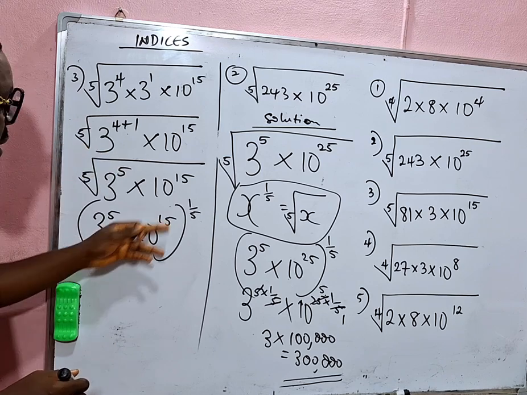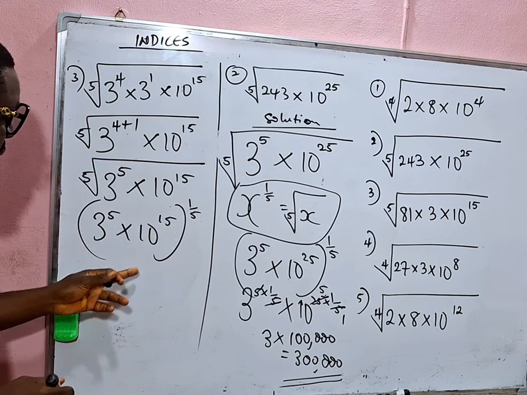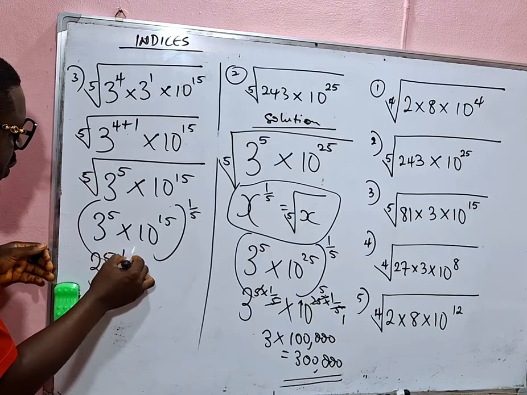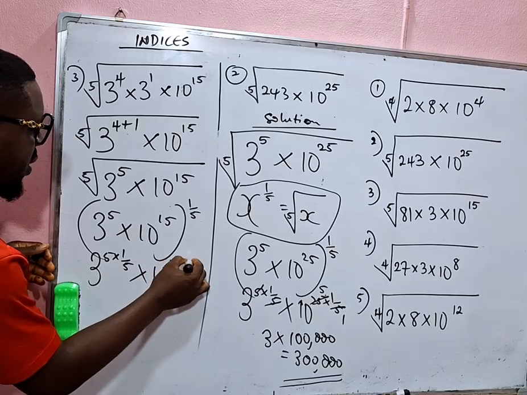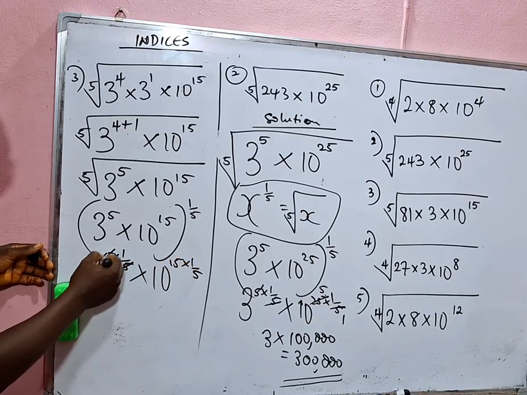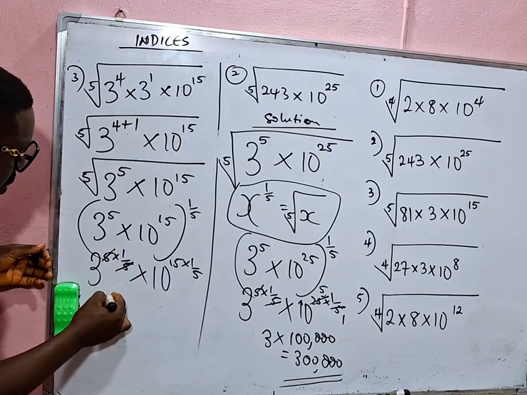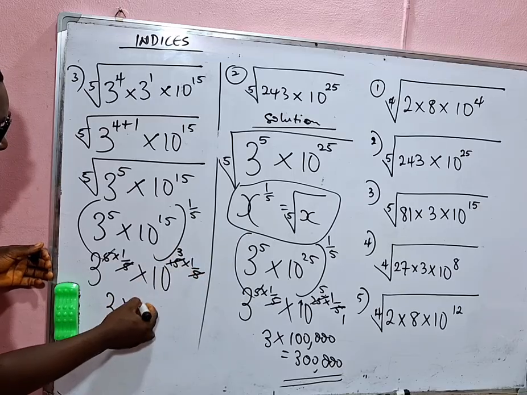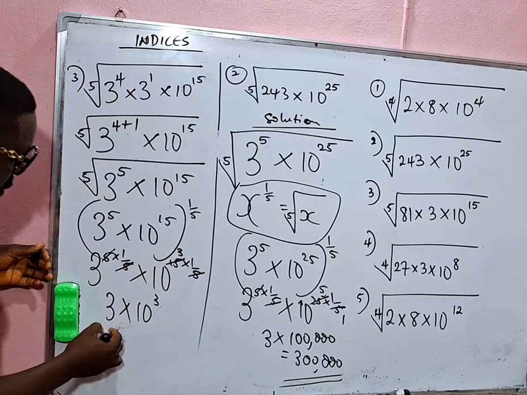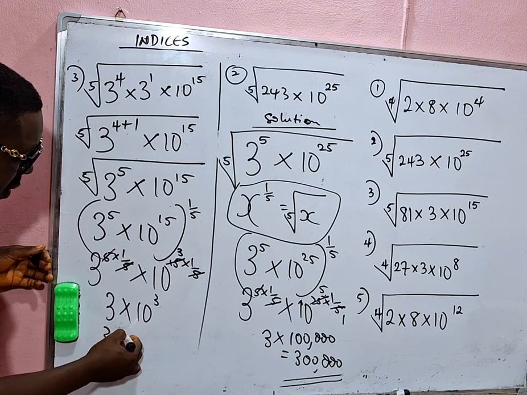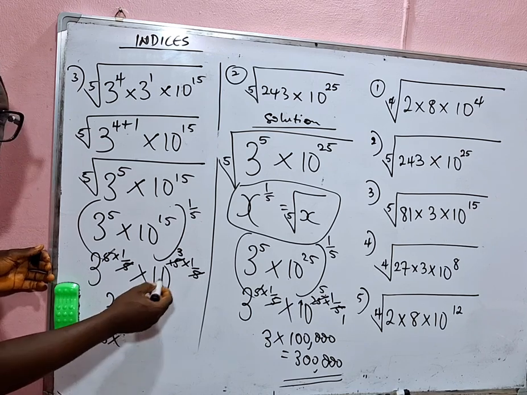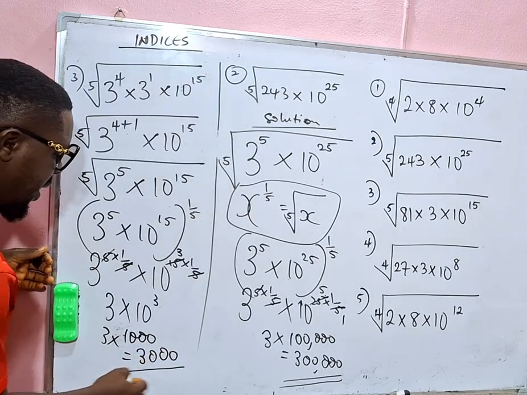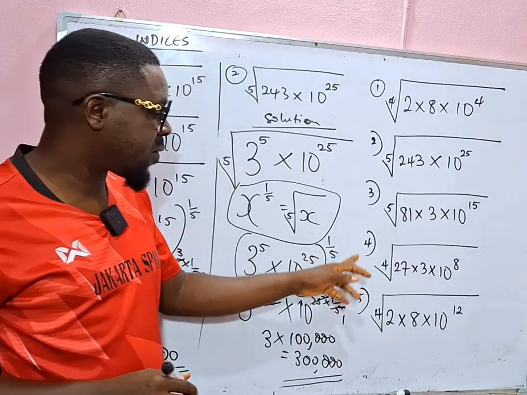And this 1 over 5 is affecting 3 to the power of 5 and affecting 10 to the power of 15. So this is 3 to the power of 5 times 1 over 5, times 10 to the power of 15 times 1 over 5. And this 5 will cancel out. I'm left with 3 power 1, and 3 power 1 will give me 3, times 10 to the power of 15 divided by 5, which is 3. So this is 3 times 10 to the power of 3. If I multiply 10 into 3 places, I'm having 1000. So 3 times 1000 will give me 3000 as my answer.